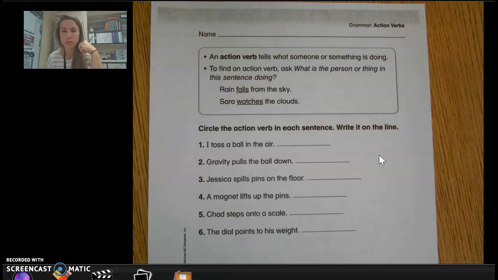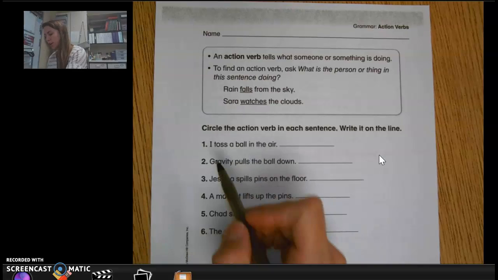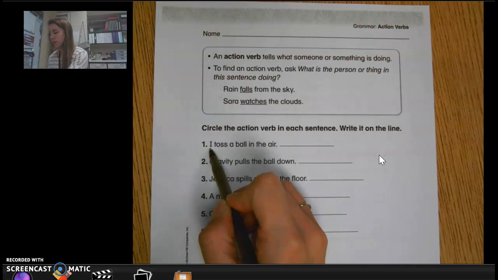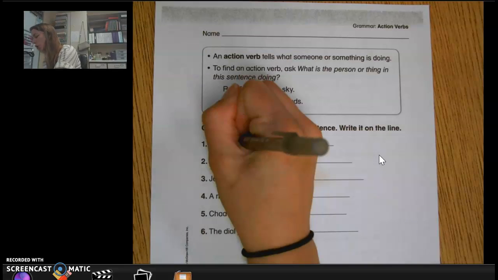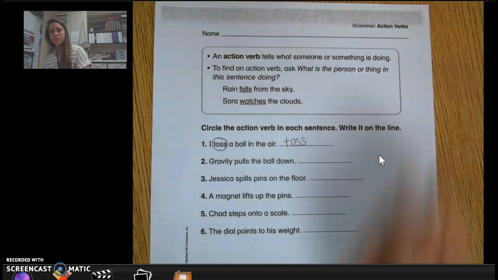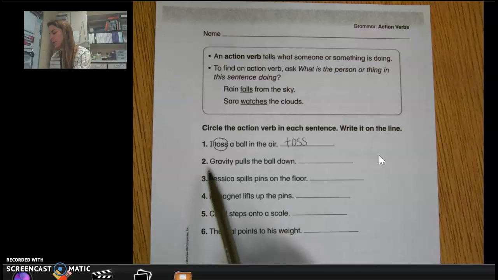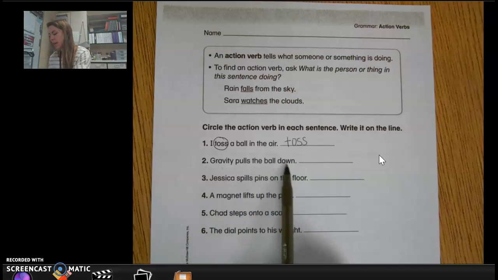So we're going to do the first one together, and then I will read you the rest of the sentences so you can do them on your own. I toss a ball in the air. We're talking about I. That's my noun. What am I doing? I toss a ball in the air. Okay? So now I'm going to read the rest of them to you, and you are going to think, what is the verb? What is my person or thing doing in each sentence? Number two, gravity pulls the ball down.